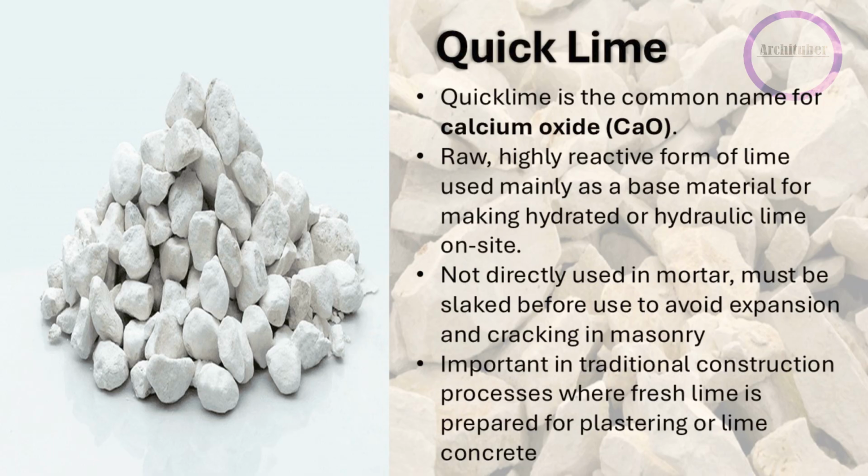It is a raw, highly reactive form of lime, and it is mainly used as a base material for making hydrated or hydraulic lime, which are the two other types of lime. It cannot be used directly in mortar. It must be slaked first to avoid expansion and cracking in masonry. It is important in traditional construction processes where fresh lime is prepared for plastering.